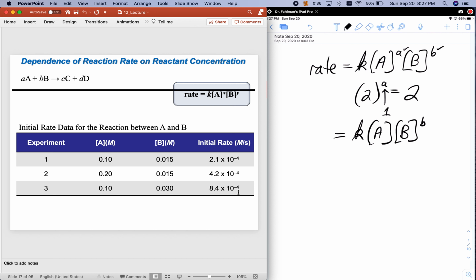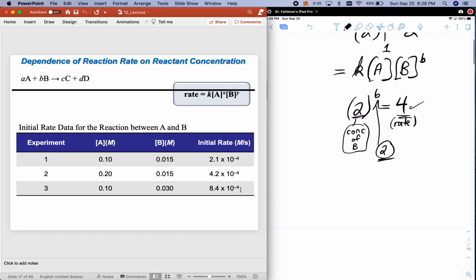We already have A, so now B. This is what we've done to the concentration of B: it's just been doubled, from here to here. And the rate has gone up by a factor of 4. Now hopefully everybody can see that the exponent of B has to be 2, because 2 to the second power is 4.